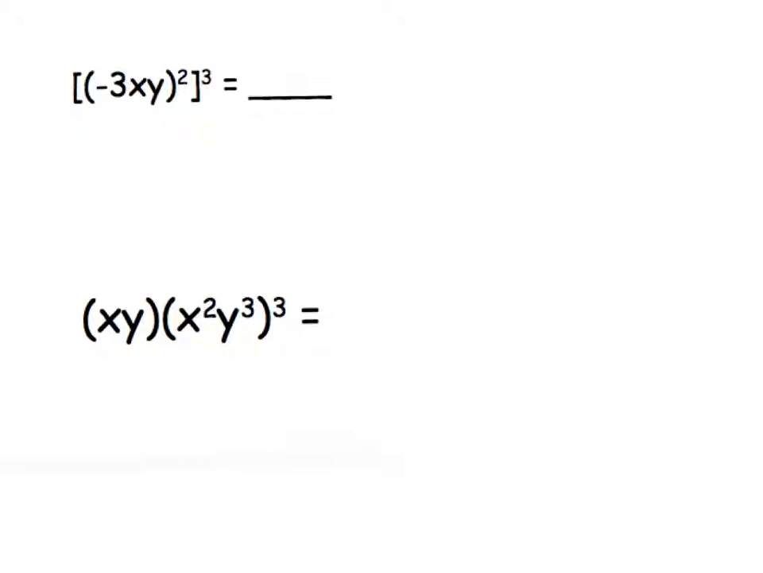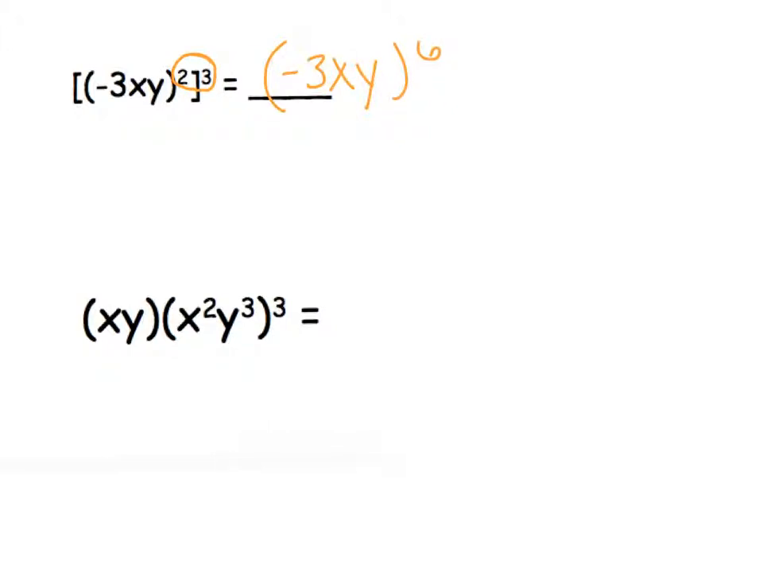And last but not least, these last 2 examples use a combination of all our multiplication rules. How I like to start with this first one is I have something squared and then that thing is cubed. I like to start by using my power of a power property where I multiply my exponents. So I'm going to think of this as negative 3xy to the 6th power.